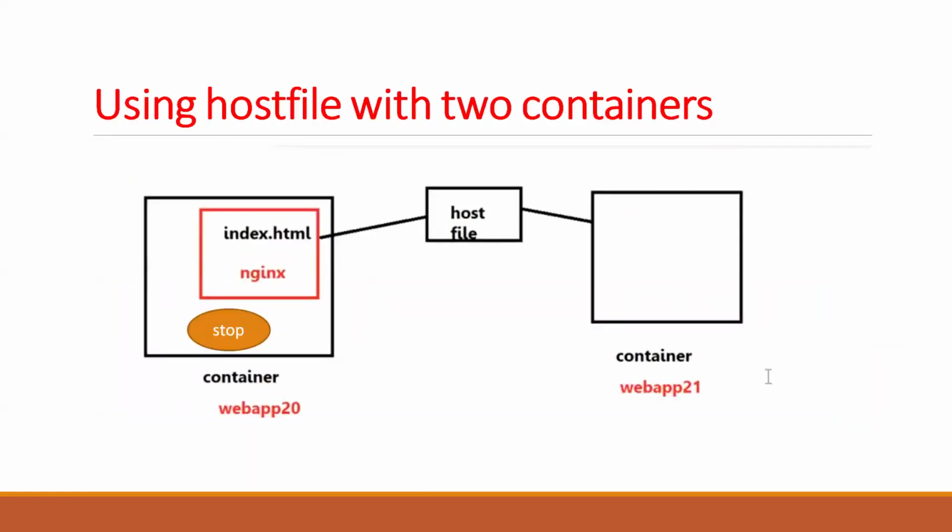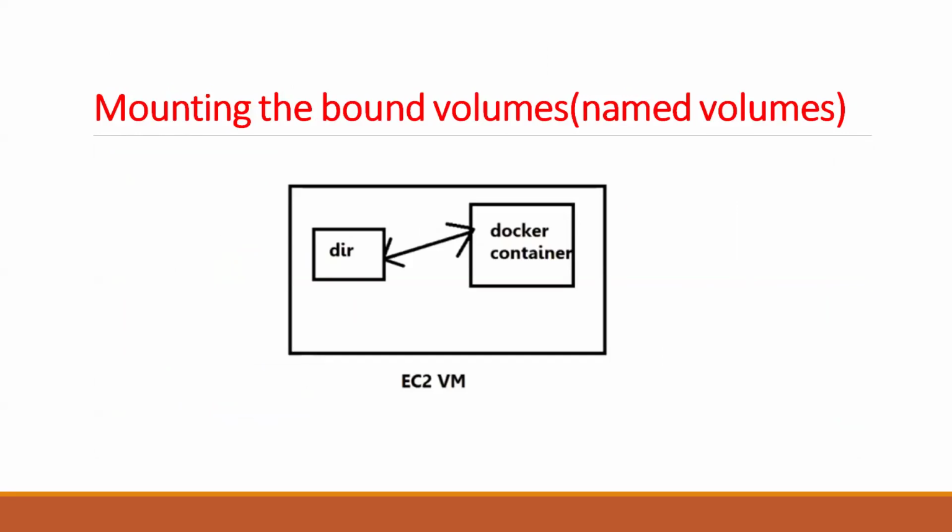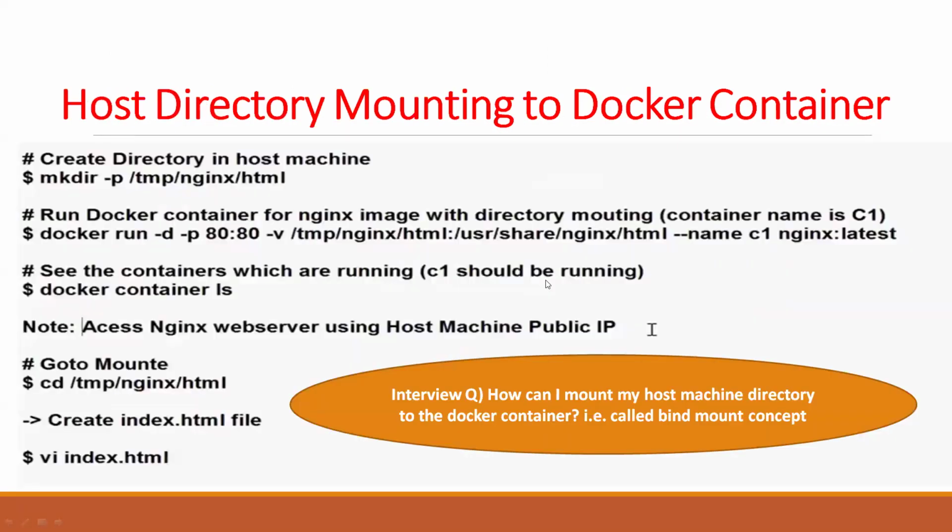Using host file with the two containers. So mounting the bind volumes. What is that, guys? Mounting the bind volumes means you can create a directory in the EC2 instance and attach it to the Docker container. So host directory mounting. What is it, guys? Host directory mounting to the Docker container. So this is the concept interview. So how can I mount my host machine directory to the Docker container? Is it called a bind mounting concept? Host directory mounting is nothing but a bind mounting. Guys, understood?